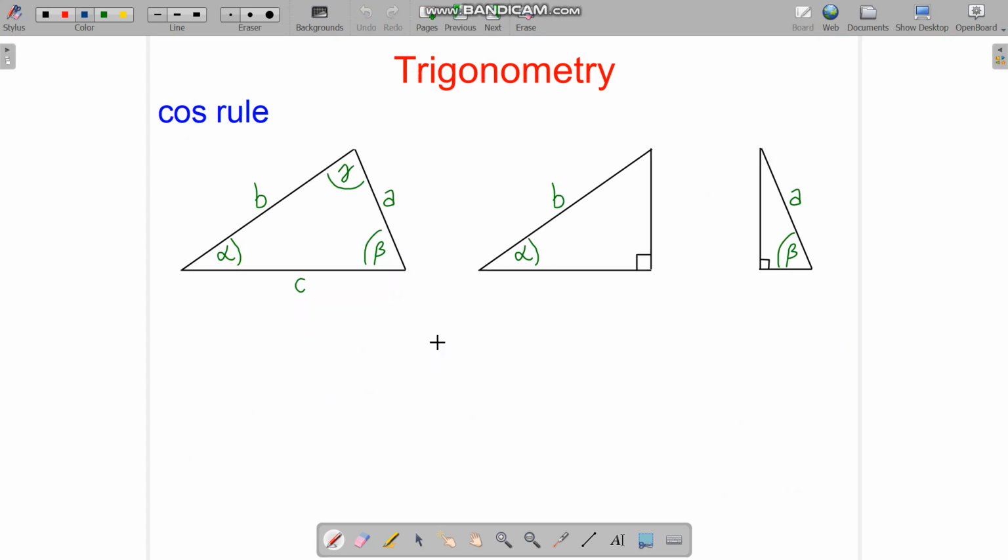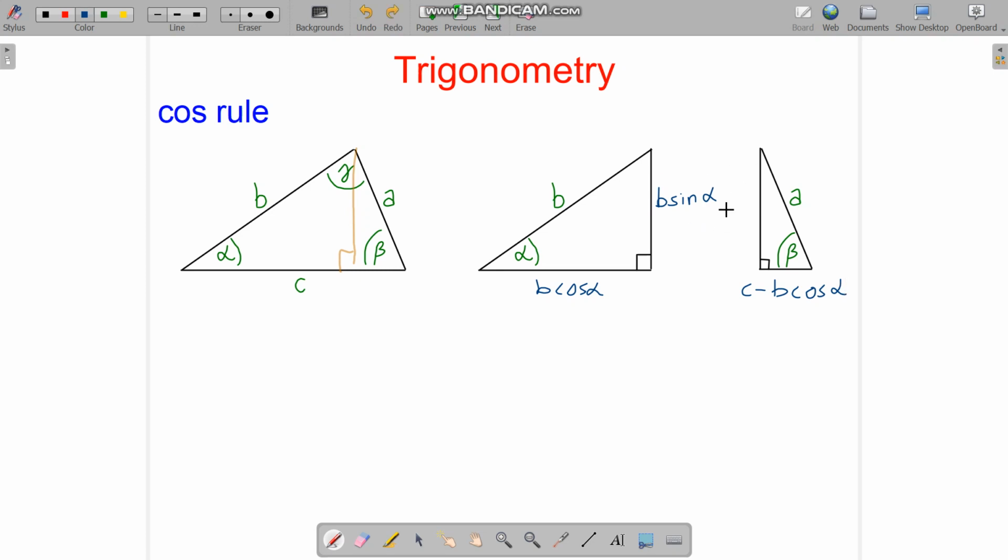Cos rule. Okay, we do the same thing here. We have this helping line, and if that's b, this must be b sine alpha. This must be b cos alpha, and then in the smaller triangle here, the whole thing is c, but this part is b cos alpha. So of course this would be c minus b cos alpha. And this is still b sine alpha.